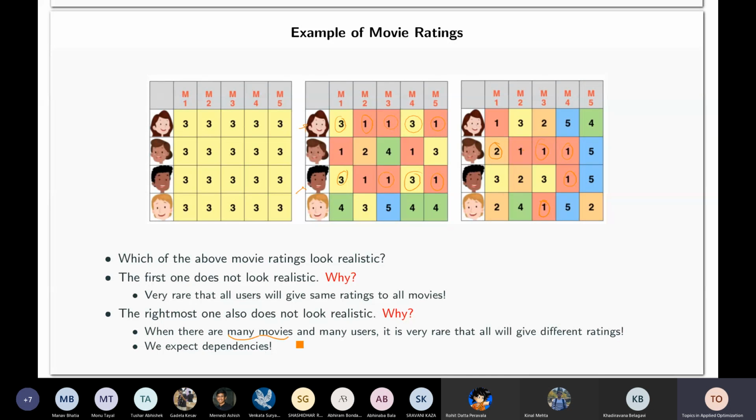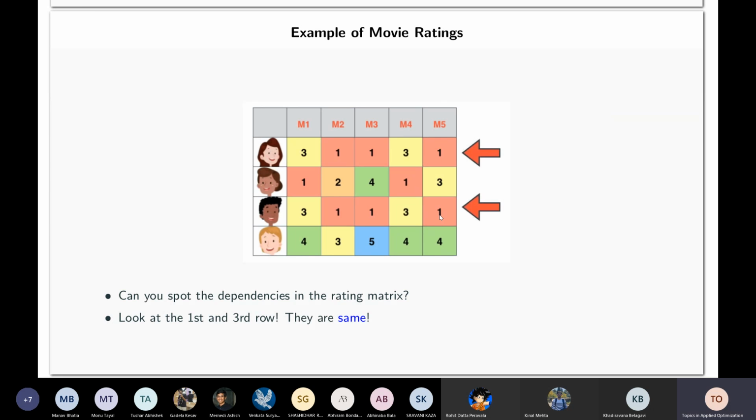Okay, if there are many movies and many users, that's the key thing here. Many movies and many users, then we expect a lot of overlap or dependencies. So what does this have to do with it? Let us think about dependencies now. What are the dependencies in this? These arrows tell you what the dependencies are.